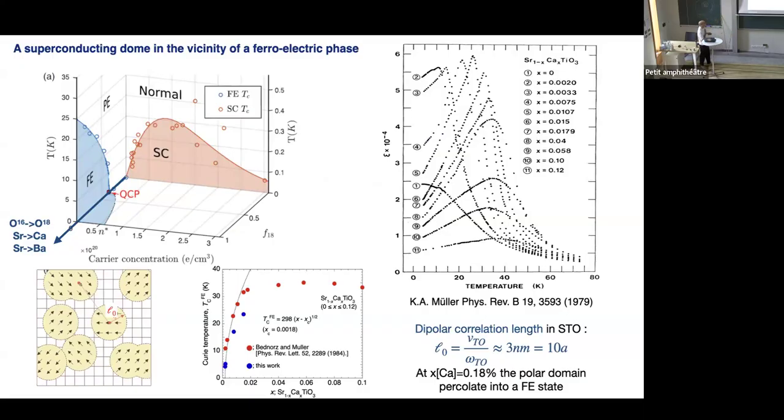So there are several ways to stabilize the ferroelectricity. You can do that by substituting oxygen 16 by oxygen 18, or strontium by calcium, or strontium by barium. And as I showed you already the dielectric constant, I just want to show you now what's happening when you add some calcium. So here you have again the dielectric constant as a function of temperature for various calcium concentrations. Your pure STO is here.